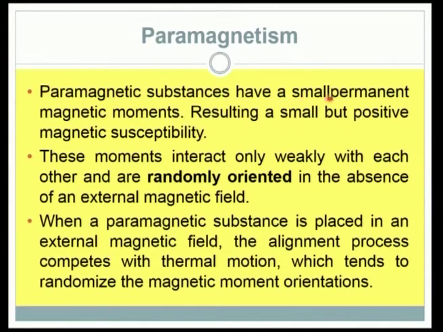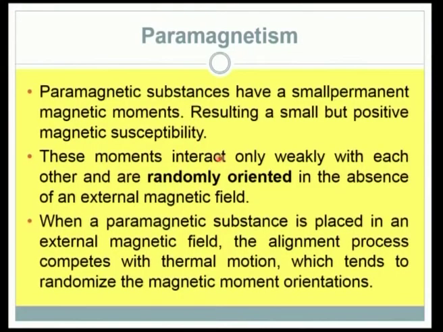Paramagnetic substances have small permanent magnetic moments, resulting in a small but positive magnetic susceptibility. Here, this is due to the alignment. They already have permanent dipoles existing in the material, so they have a lone electron revolving. It does not have a paired system. In diamagnetic only it is the paired system, but here they have permanent dipole moments. When subjected to an external magnetic field, they have to align.